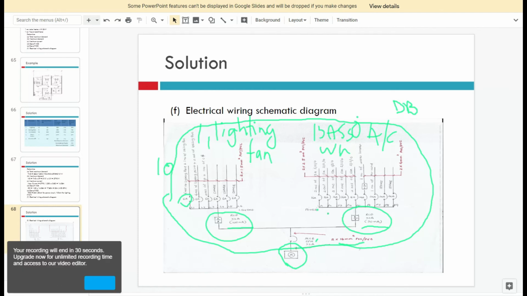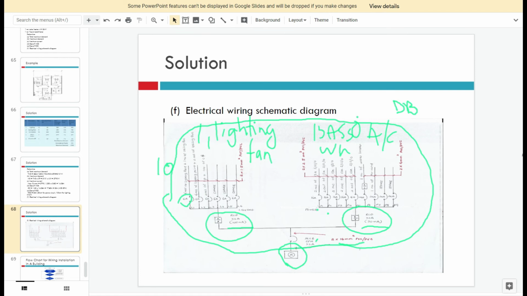Okay, and then you connect the water heater. So you have to put an additional RCCB or RCD here. The sensitivity for the water heater is 10 milliamps, more sensitive because it is near to the human being. Then you can connect with the aircon, okay, and then 2 spares. So this is all the electrical wiring schematic diagram.